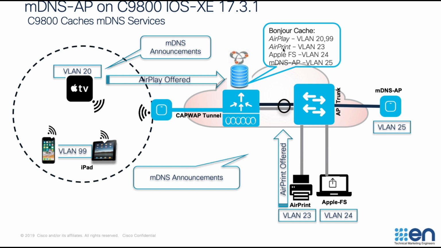So you can see you have here Bonjour or MDNS services such as AirPlay, AirPrint, Apple File Server from different VLANs being cached on the controller. And the users, such as, for example, in VLAN 99, can all consume, see and use these services regardless of which VLAN or subnet they are located in.